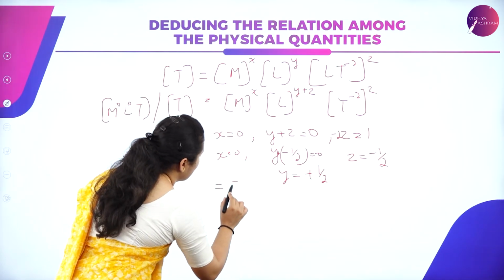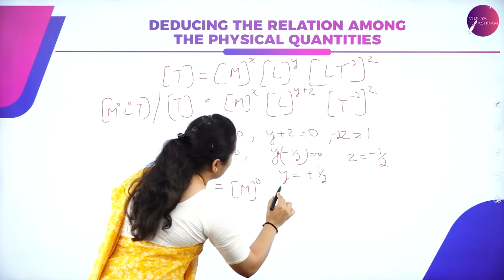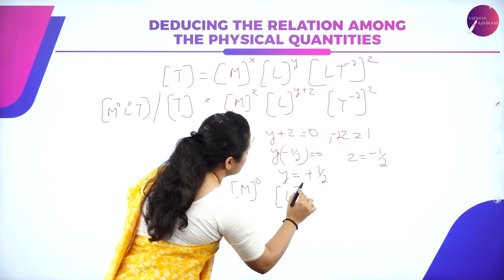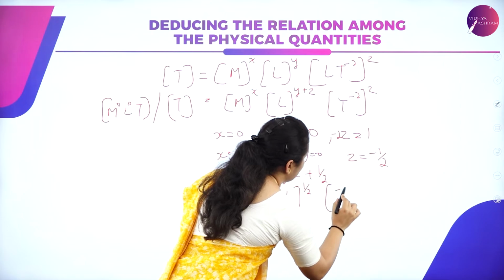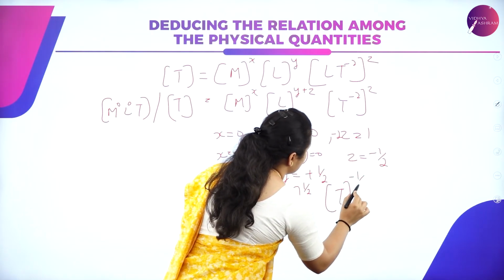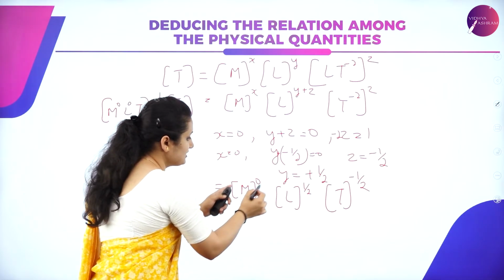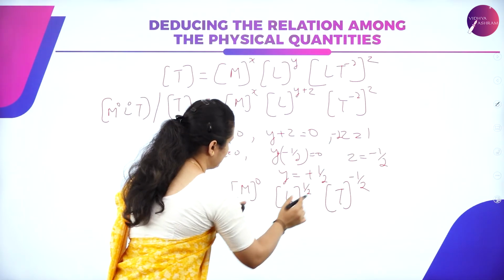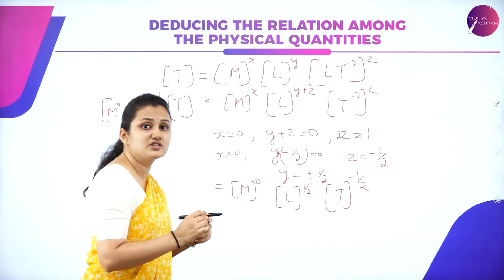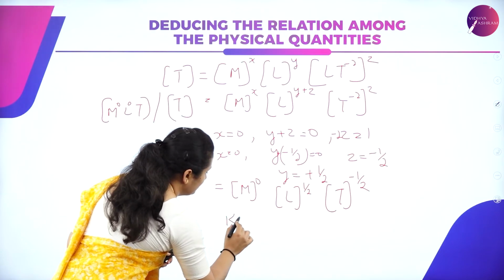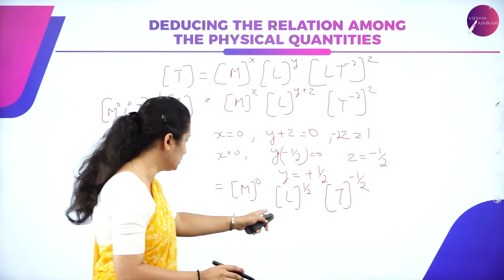So it will be M to the power X, which is 0, and L to the power plus half after substitution, and T to the power minus half. So how will you write now? This is mass, length, and this is the term of gravitation. I know K is a constant. From experiments, we know K is a constant which has value 2 pi.